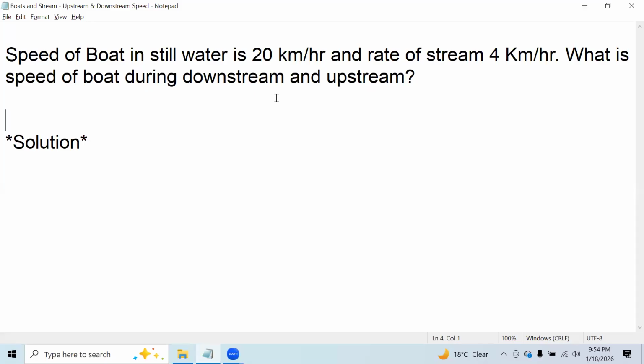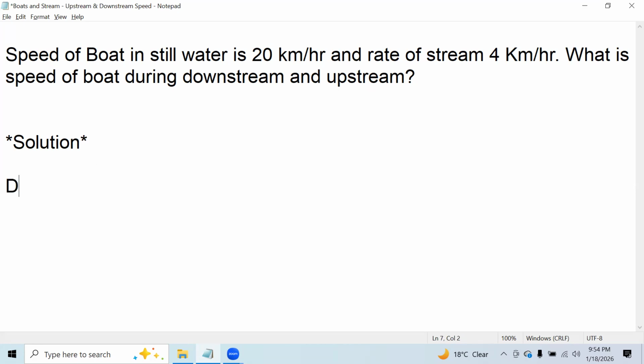Today we are going to solve a problem on boats and stream, upstream and downstream speed. So let's read the problem first. Speed of a boat in still water is 20 km per hour and rate of the stream is 4 km per hour. What is the speed of boat during downstream and upstream?